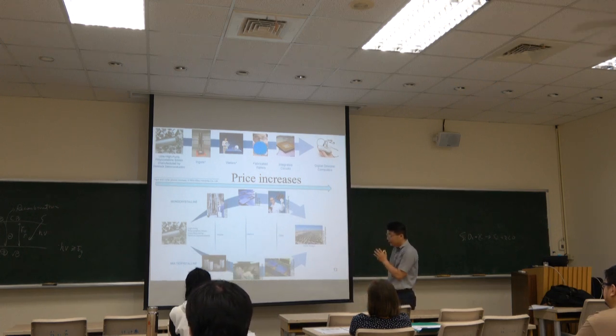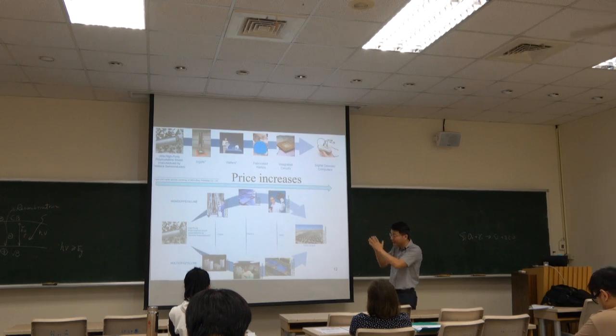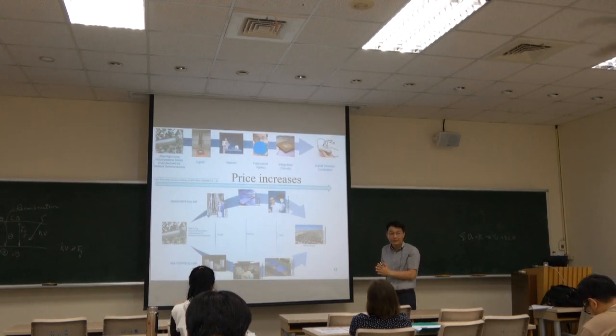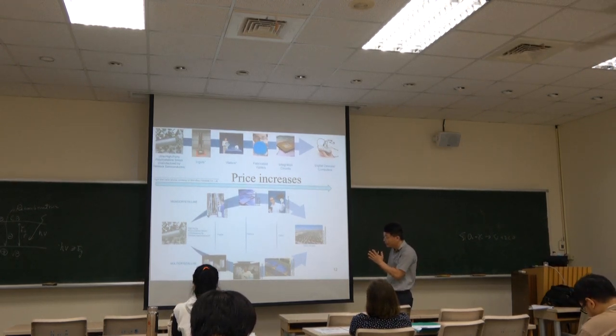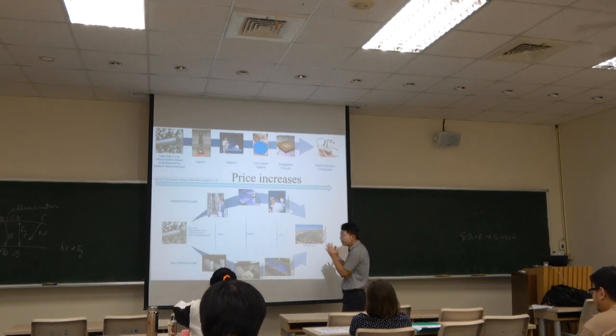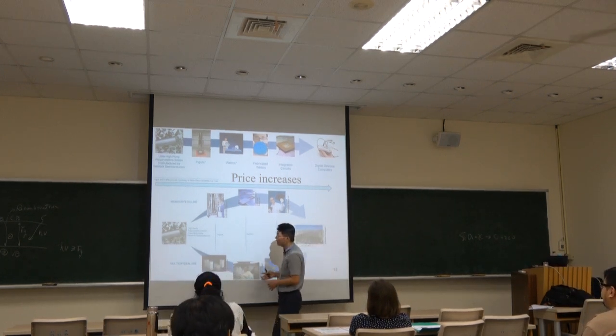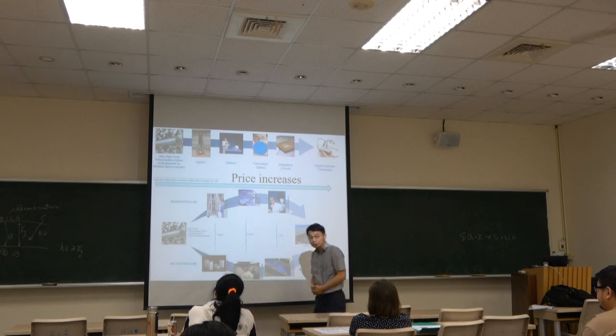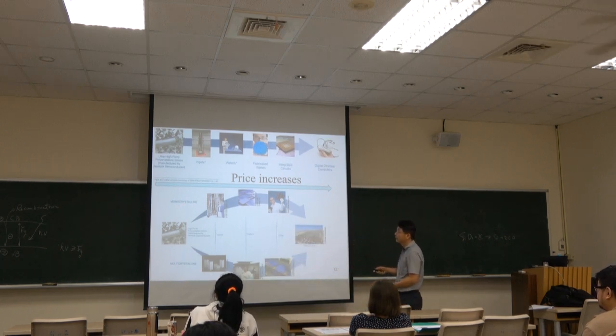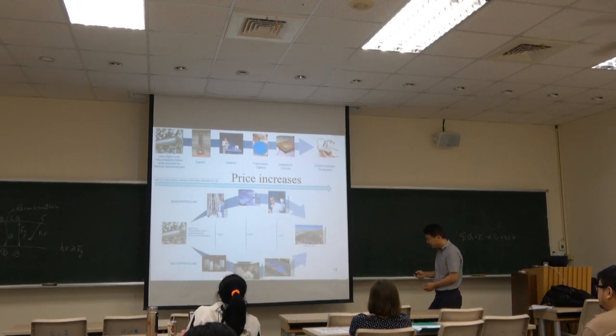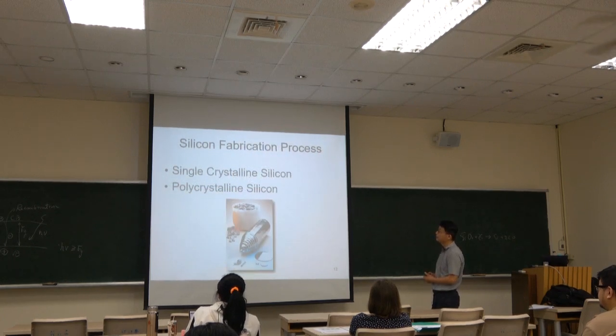So if we can produce a high purity polycrystal, so-called in the grain boundary area there are many defects. We can minimize the defects, and then that could be another solution to produce cheaper solar cells in contrast to the monocrystal silicon. So the process is quite important.